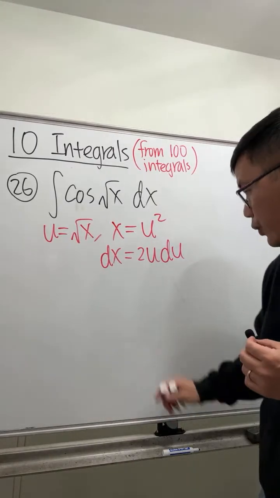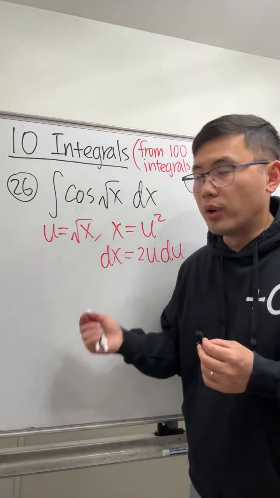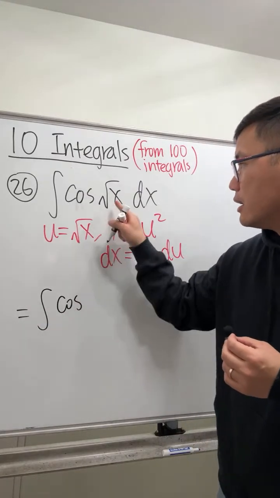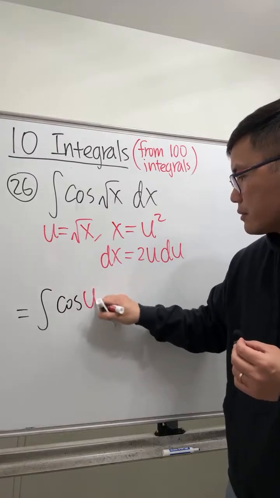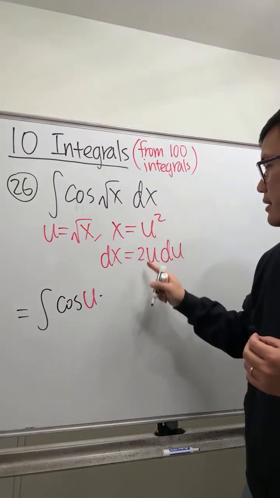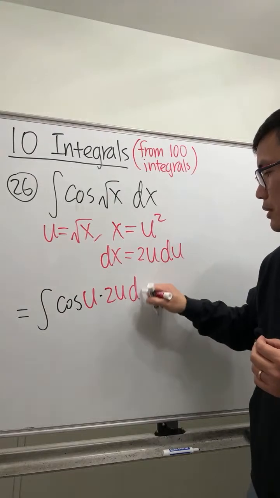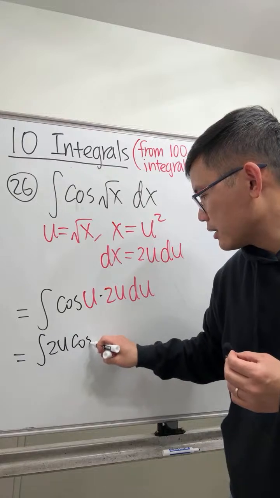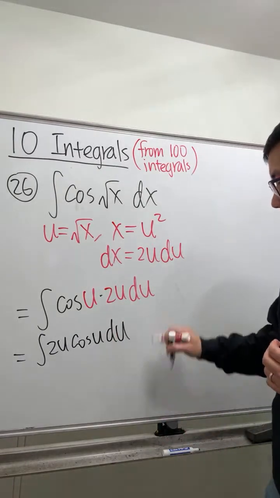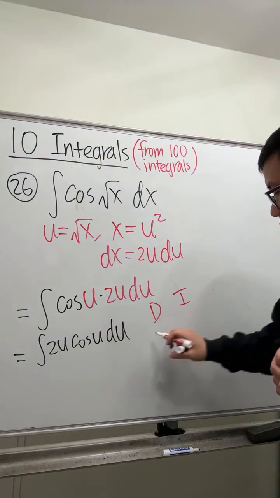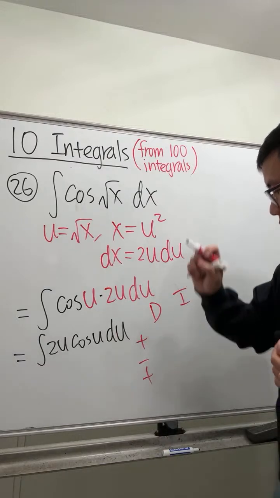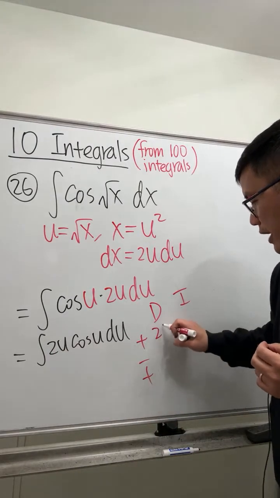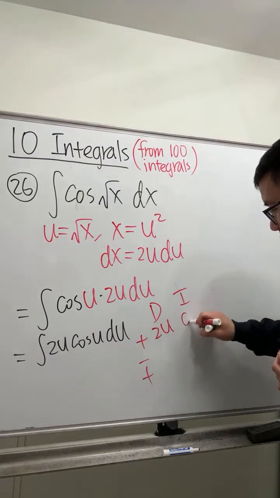And then we will take this integral to the u world, and we will get the integral of cosine of square root of x, which is the u, times dx, which is 2u du. So you get the integral of 2u cosine u du. And this right here, we are going to do integration by parts with the DI method, of course. So make sure you differentiate 2u and integrate cosine u.